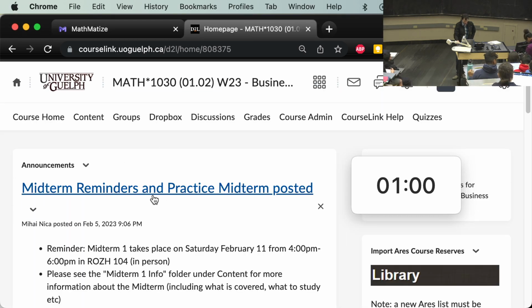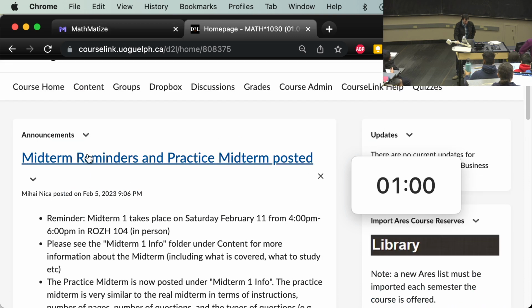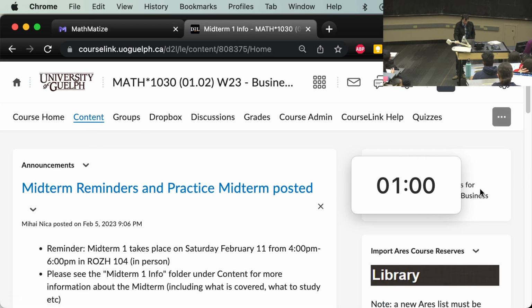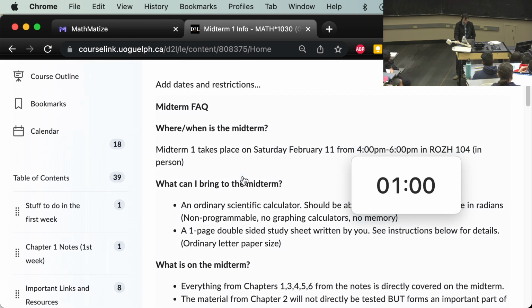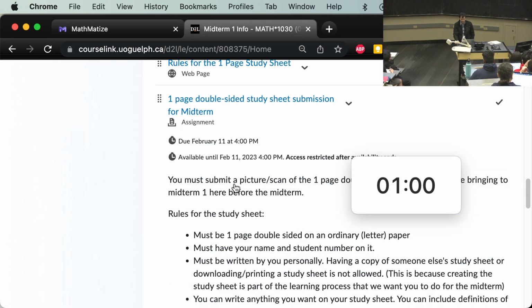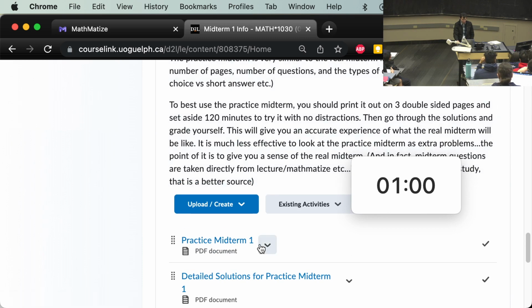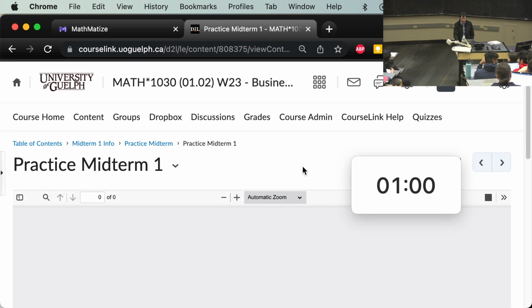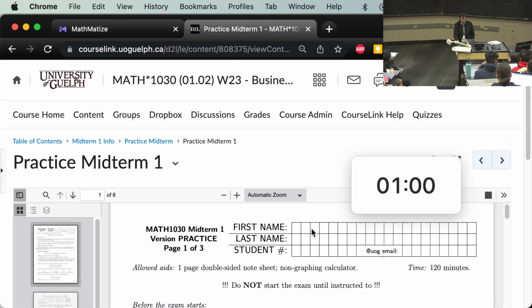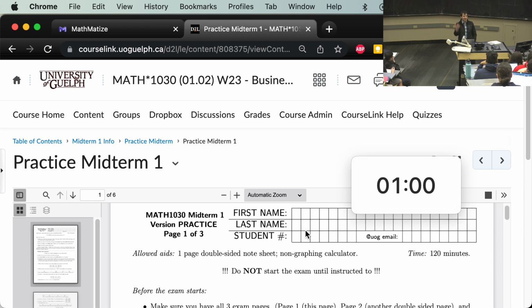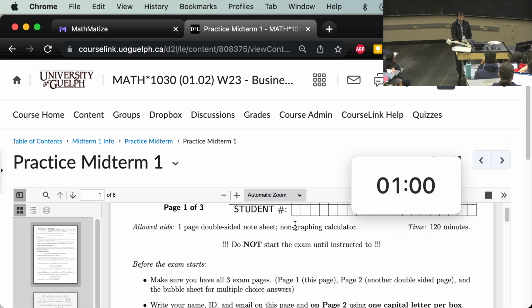So, midterm reminders and practice midterm posted. Basically, everything you need to know is in this folder called midterm 1 info, so make sure you check it out. I've said a lot about it before, but the new thing is that there is a practice midterm. You should definitely check out the practice midterm before the midterm because it's the same format. It's going to be the same number of pages, same balance of multiple choice and short answer questions.